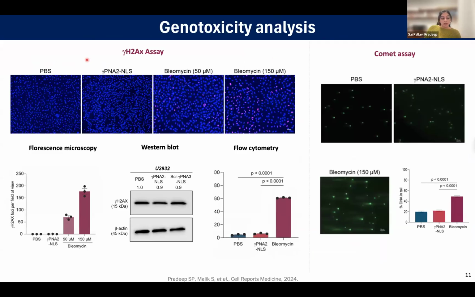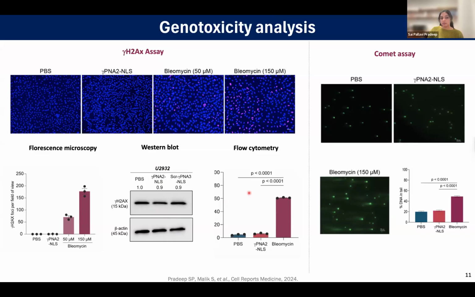And since this is targeting the genomic DNA, we also did some genotoxicity analysis, where we used two different assays. One was the gamma H2AX assay. And as you can see, when the cells were treated with the PNA, we do not see any gamma H2AX foci formation, whereas treatment with the positive control bleomycin showed the presence of these gamma H2AX foci, which was quantified. We also did a Western blot analysis and observed no difference in the gamma H2AX protein.